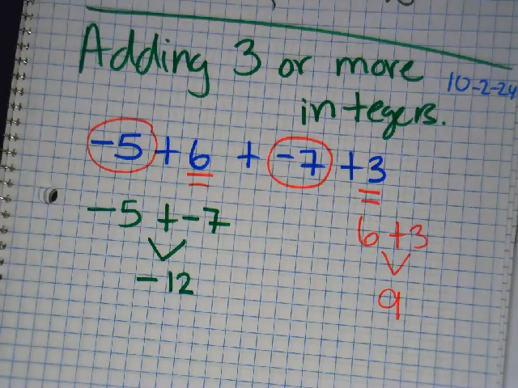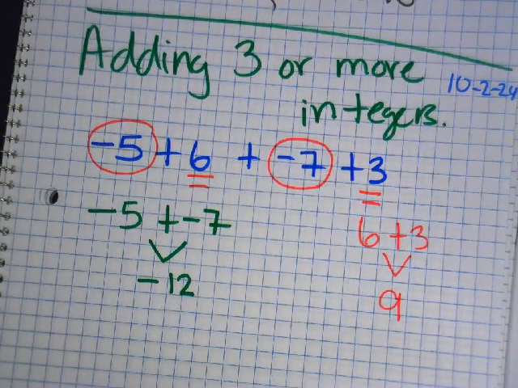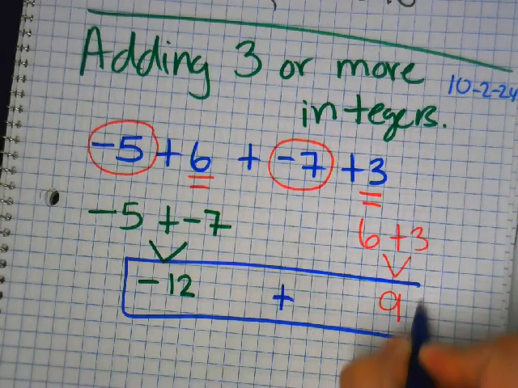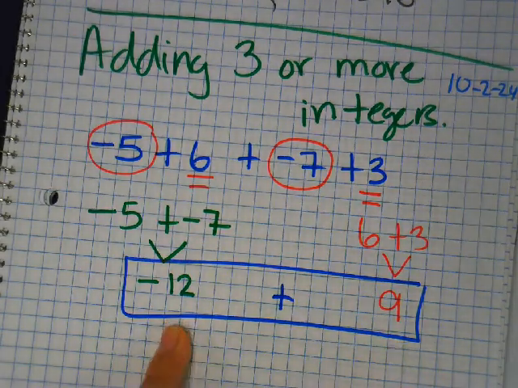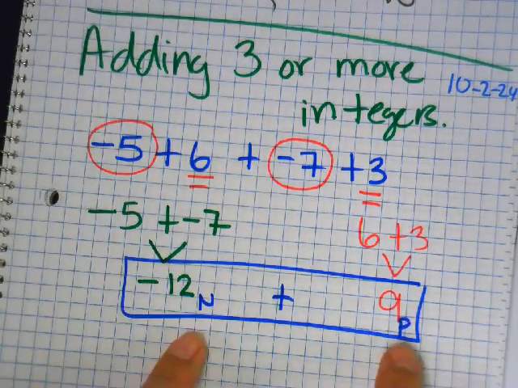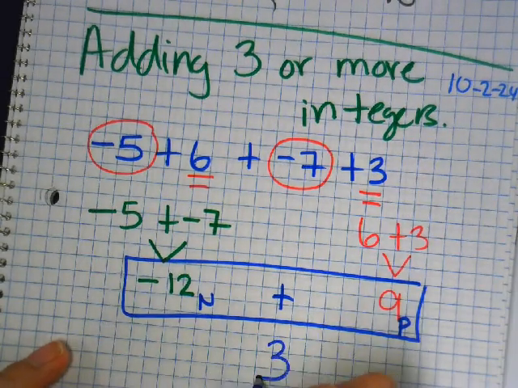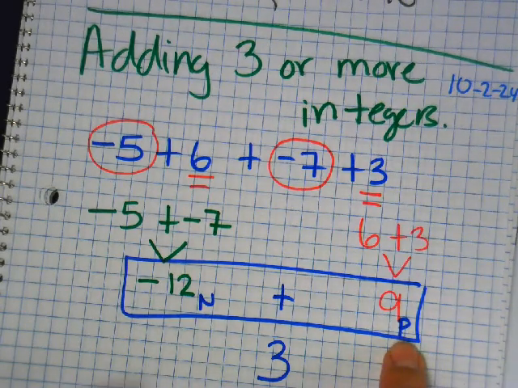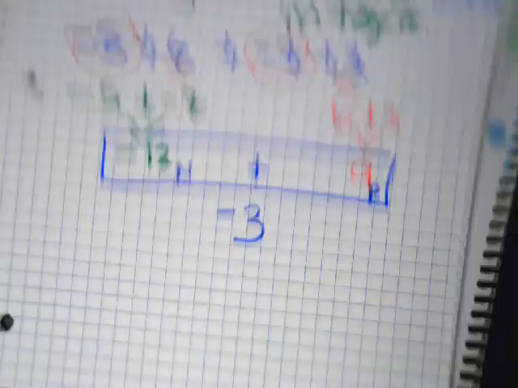All right. So now that I have my 2 problems, we have 2 numbers, 2 answers. We're going to add these 2 together. What is -12 plus 9? Negative 3. So this one's negative, this one's positive. They're different, right? So we're going to subtract, and we get 3. Now, do you have more negatives or more positives? More negatives. So my final answer is -3.